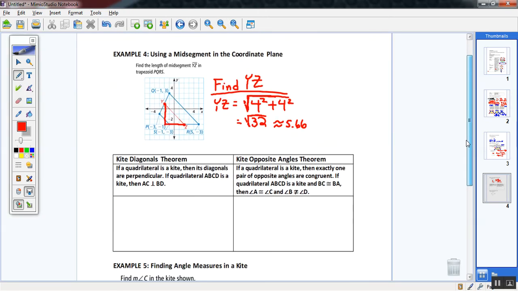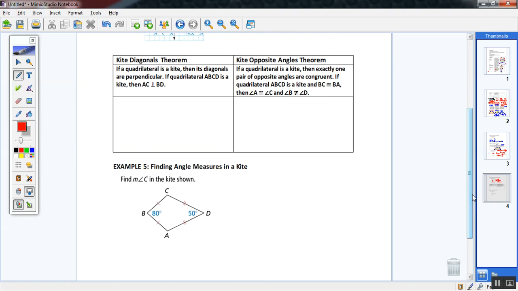A couple more theorems. This starts to involve kites, kids. This is really pretty easy. I struggle to draw kites, but here we go. A couple more theorems. KDT is what we'll abbreviate this, and this one we'll call KOAT.